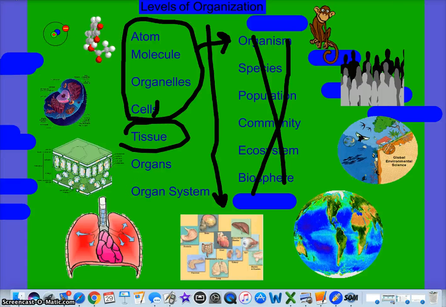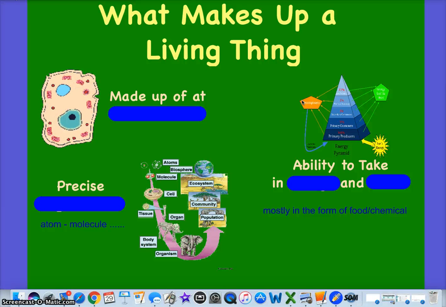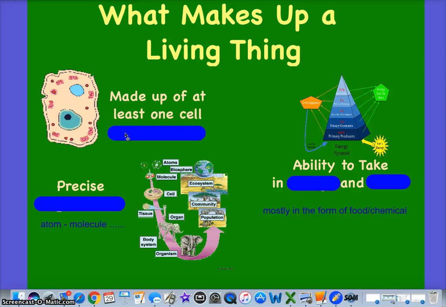All right, let's go. All right, so what makes up a living thing? So what does a living thing have to have? They have to be made up of at least one cell. Remember, it doesn't have to be cells. But an organism that's alive must have one cell. What else must they have? We just talked about it. What did we just talk about? We talked about organization. They must have precise levels of organization.